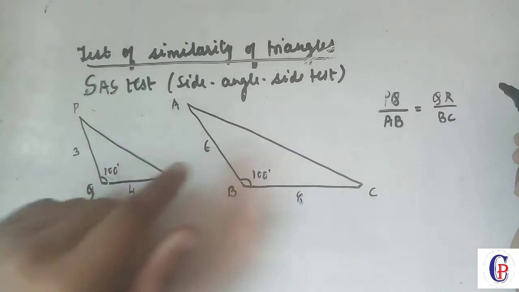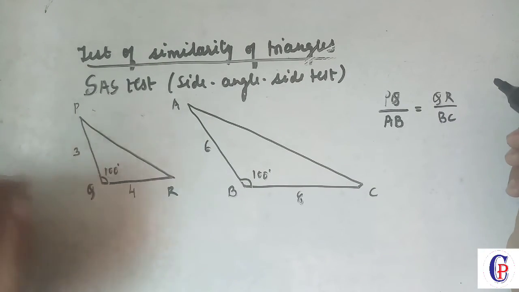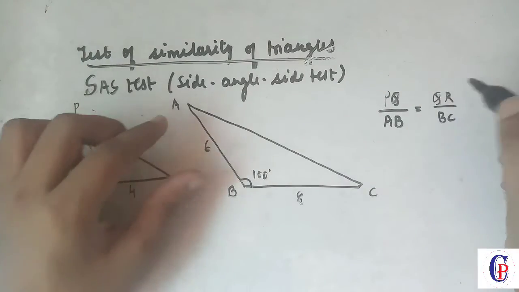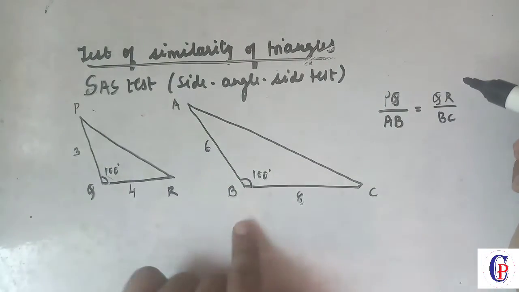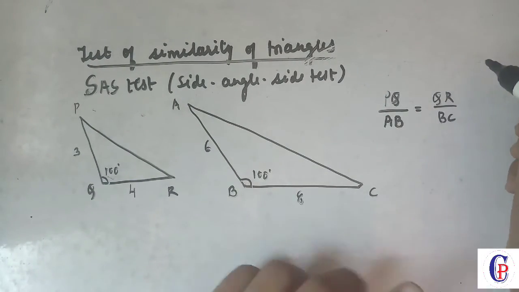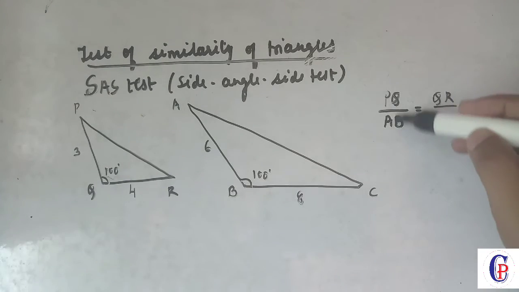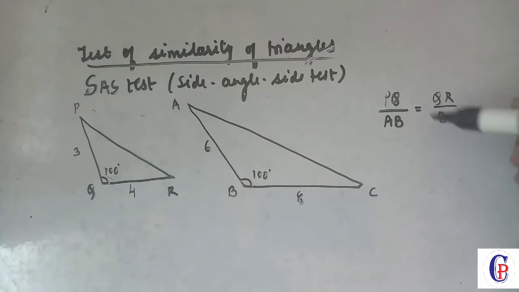Right? 3 upon 6 is half, that is 1 upon 2, and 4 upon 8 is also 1 upon 2. So we can say that PQ upon AB is equal to QR upon BC, right? So what we got? We got the ratio of two sides equal.